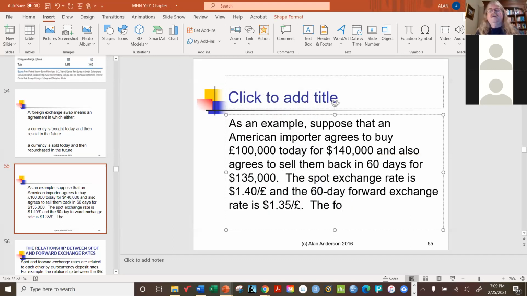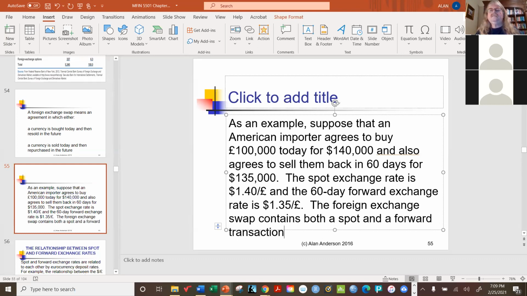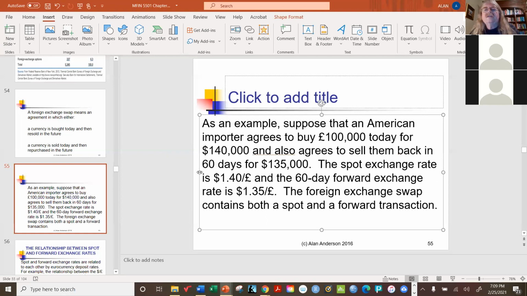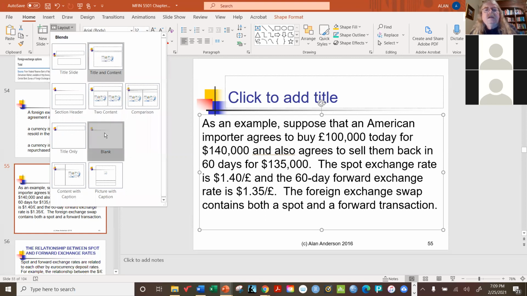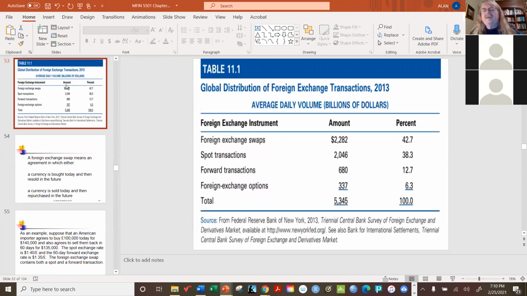So the foreign exchange swap contains both a spot and a forward transaction. So it's kind of interesting. It's a hybrid of both. In other words, we have a spot transaction, we have a forward transaction. Here we have both at the same time. All right. So having said that, if you look at this chart, this must be a very popular arrangement because you can see that most of the transactions in 2013 were in fact foreign exchange swaps.